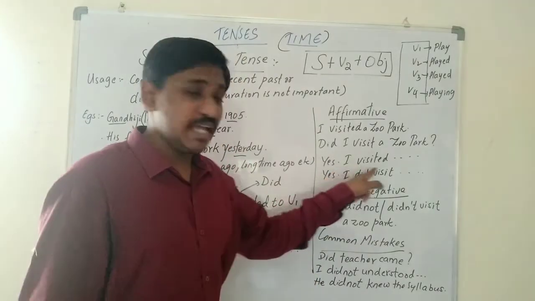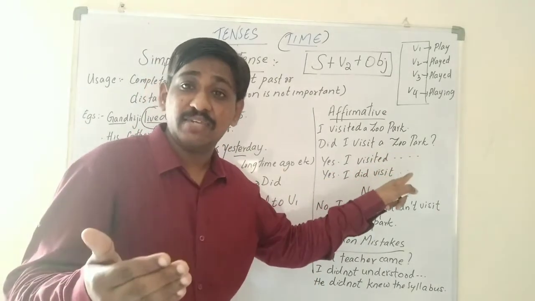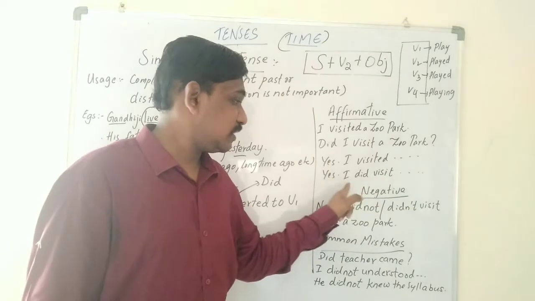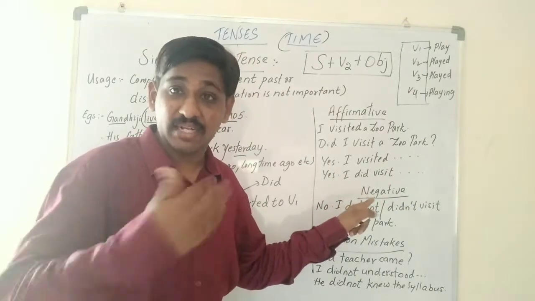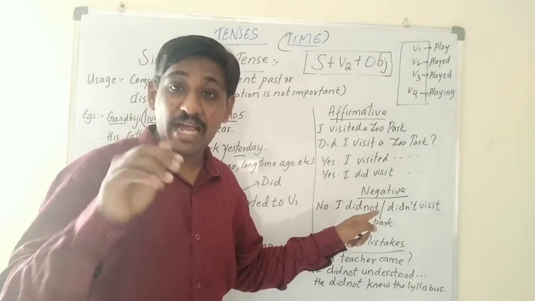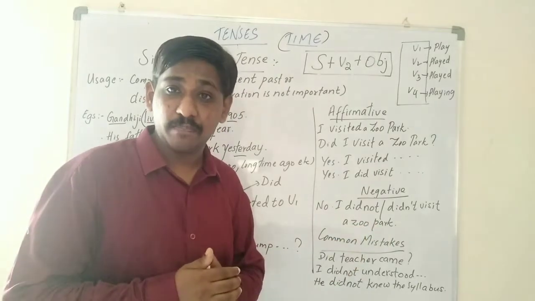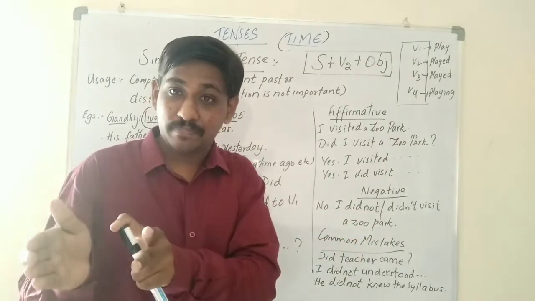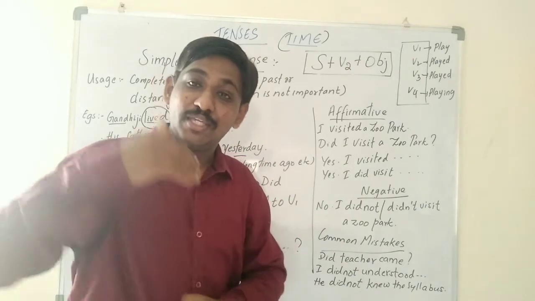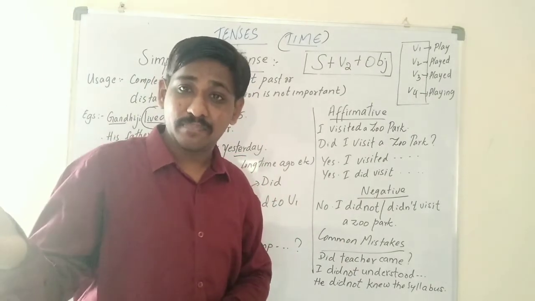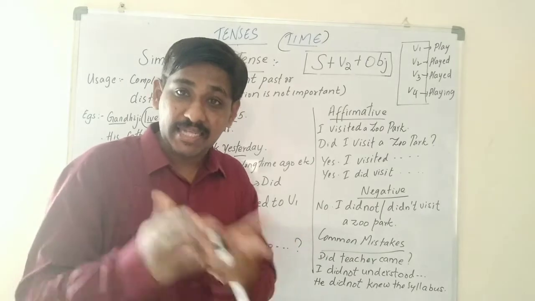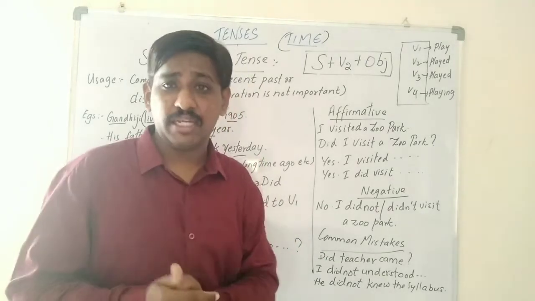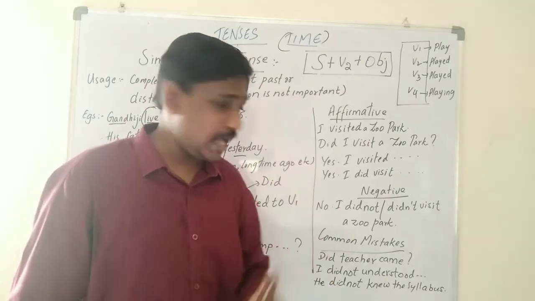So yes, I visited a zoo park. You can write it even in another way. Yes, I did visit. Not I did not visit. I did visit. Will you come? Yes, I will come. Did he come? Yes, he did come. Not he did not come. He did come. Instead of saying I came or he came, he did come carries a similar meaning.